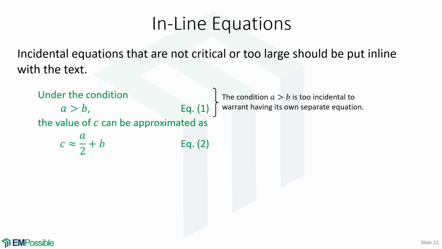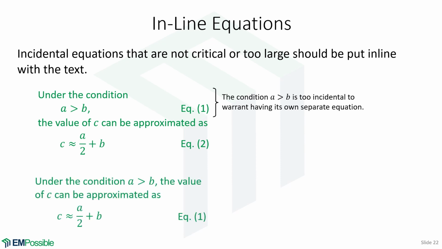So what would this look like more correctly? Well, under the condition A is greater than B, the value of C can be approximated as, and we only have one breakout equation now.